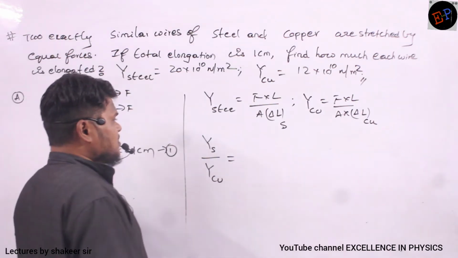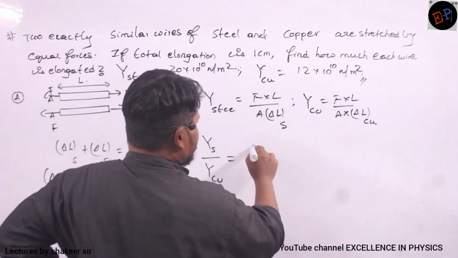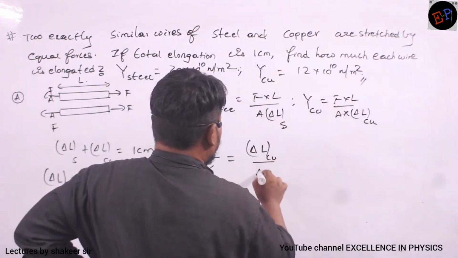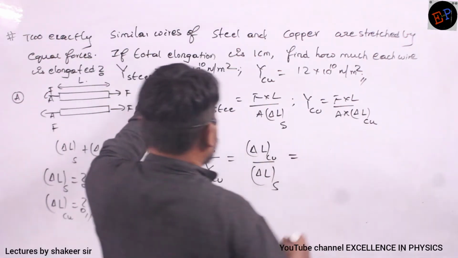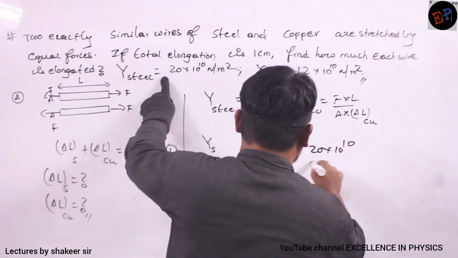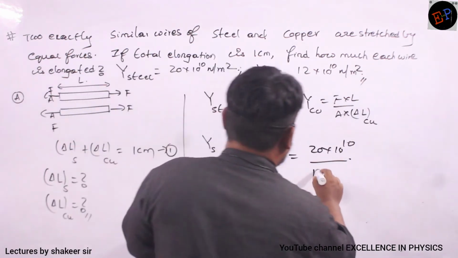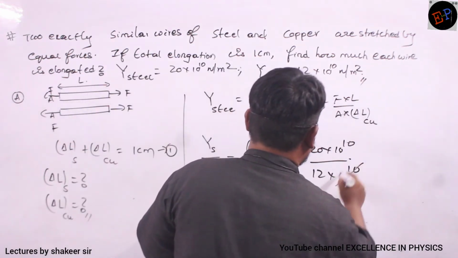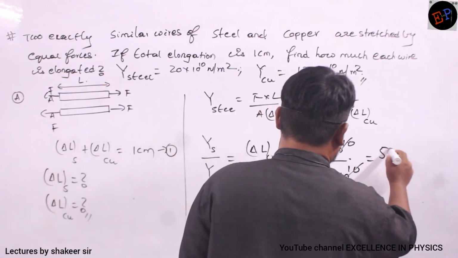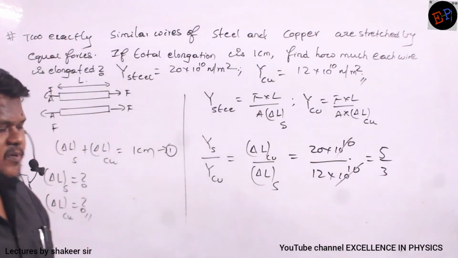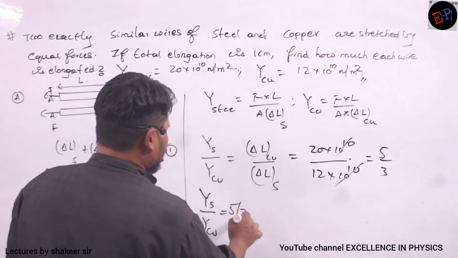Now what are the terms which don't get cancelled? Delta L steel and delta L copper, but they are present in denominators too. So delta L copper divided by delta L steel is equal to the ratio of Y moduli. What is the Y modulus of steel? 20 into 10 power 10. Y modulus of copper is 12 into 10 power 10. So 10 power 10 and 10 power 10 cancel. So 5 by 3. Therefore, Y modulus of steel divided by Y modulus of copper is equal to 5 by 3. This is my second equation.